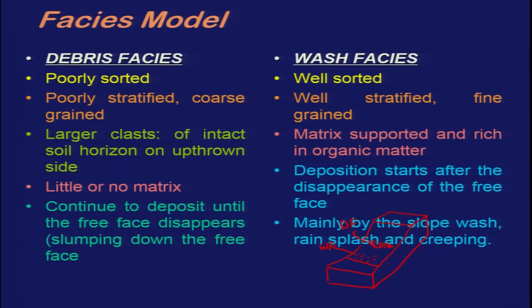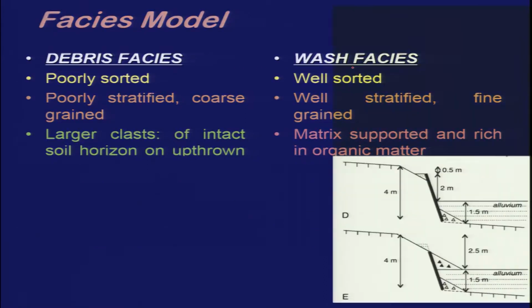Mainly the slope deposits will be part of the slope wash process, and they will form during rain splash or because of creeping. So these are the main differences you can identify as part of your colluvial material, where you can differentiate between the debris facies and wash facies.